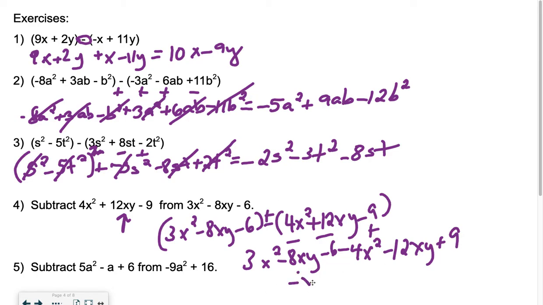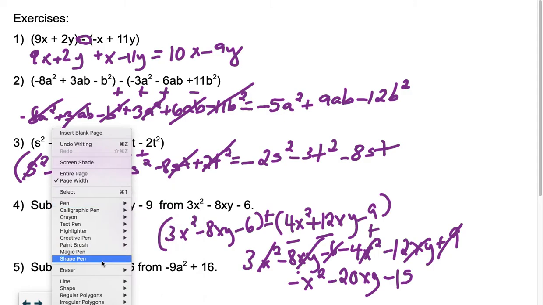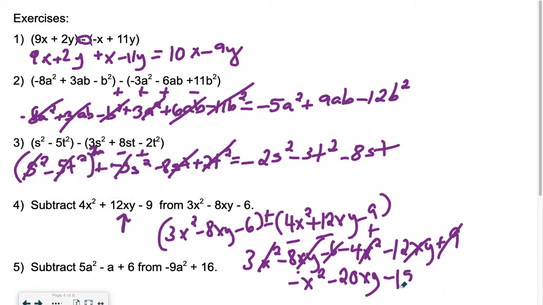2x squared terms. 2xy terms. Minus 15. Oh, I'm sorry, it's negative 6 plus 9, so that's positive 3. Let me just fix that little mistake down here. Sorry about that, guys. So this is a plus 3.